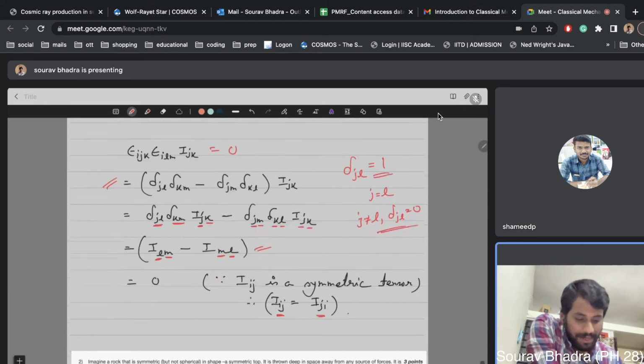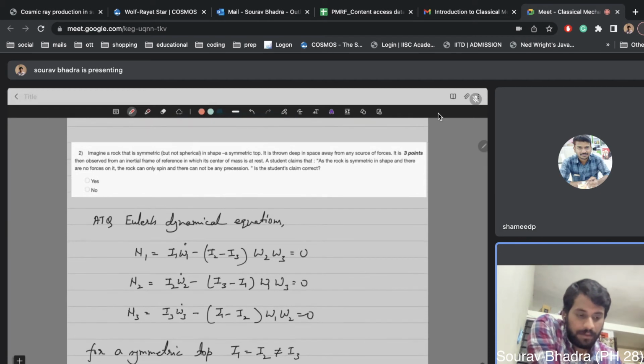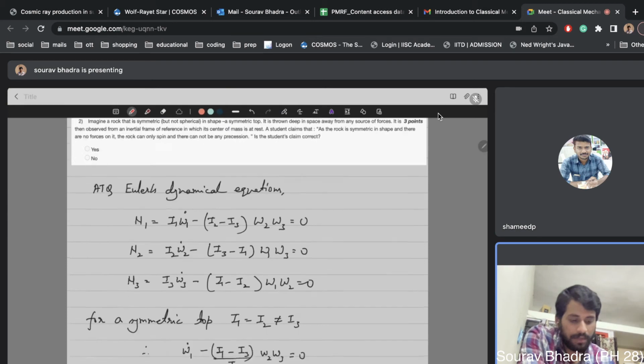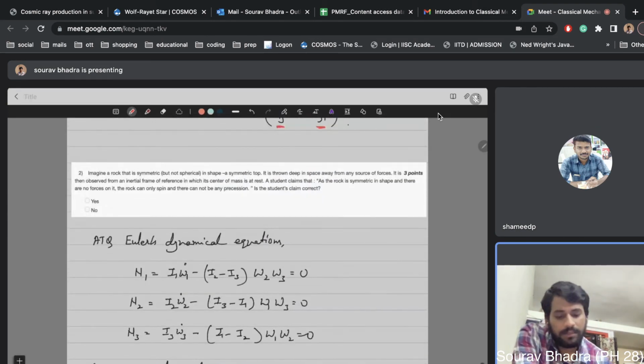Okay, now we will do another problem from your 8th assignment as well. Here it is a quite nice problem, that's why I have done it in an extensive way. Here it is said to imagine a rock that is symmetric. It is important that it is symmetric, not spherical, so we can treat it as a symmetric top. You have already learned what a symmetric top is and what a spherical top is.